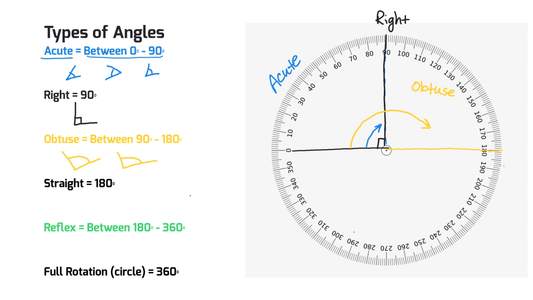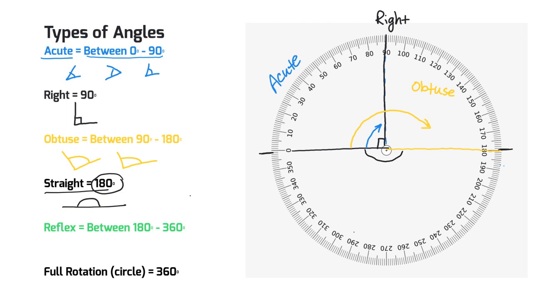Our next angle is called the straight angle. It's called the straight angle because it represents a perfectly straight line, which is always going to be from 0 to 180, always 180 degrees. Now, we don't have a special symbol for a straight angle, but we know that it's always going to be exactly 180 degrees.